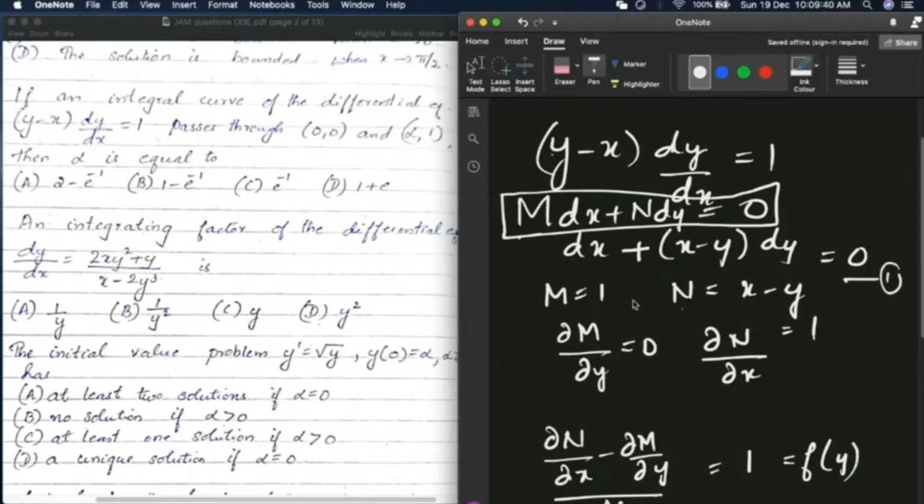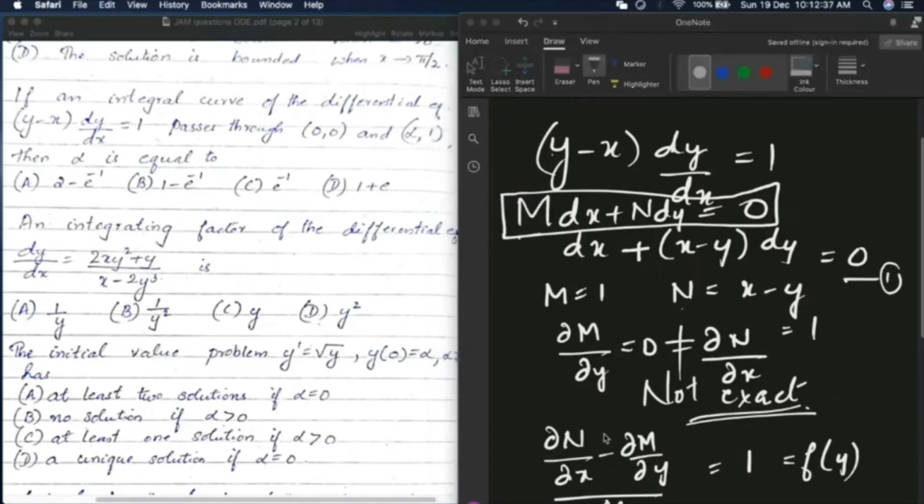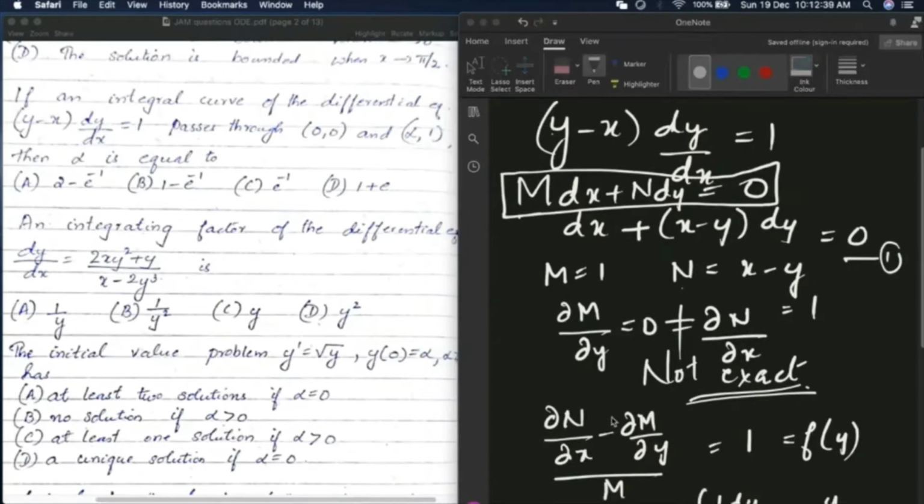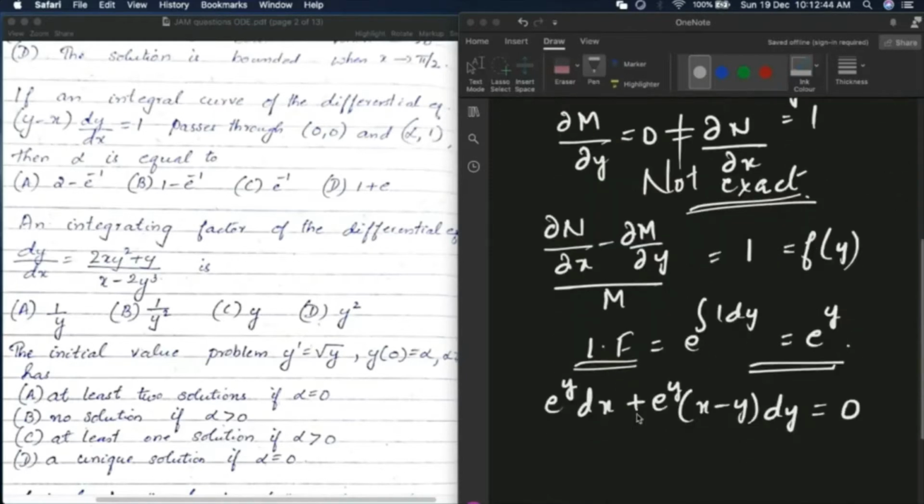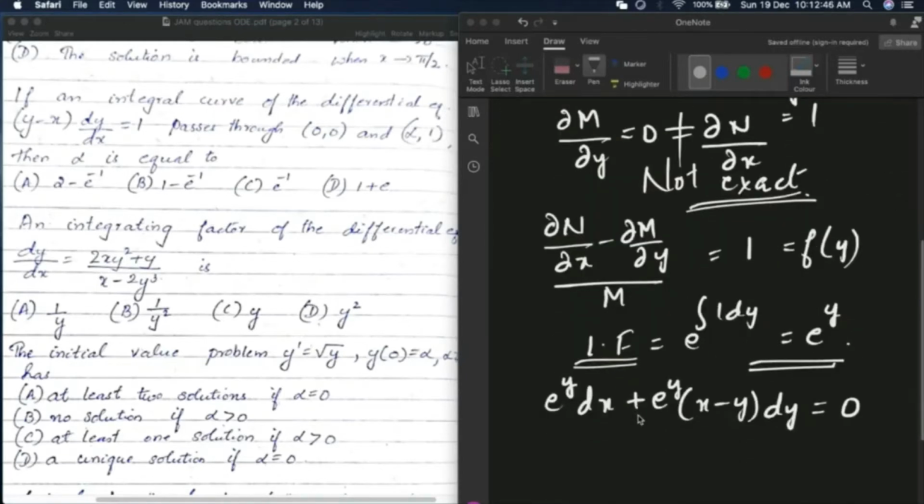So first, any time you have to check the exactness, but you see that it's not equal. So I can say this is not equal, so not exact. Not exact means the next step is to make it exact. That's the only way. And I've given you four ways of finding it. So we found that the equation is not exact, so we will find the integrating factor. I've given you four methods of finding the integrating factor in the last class.